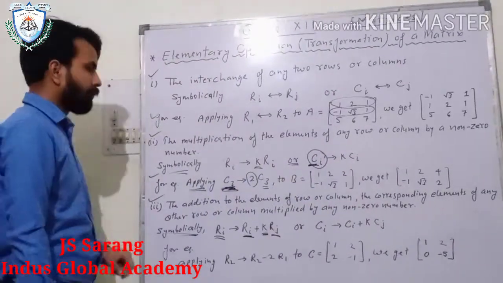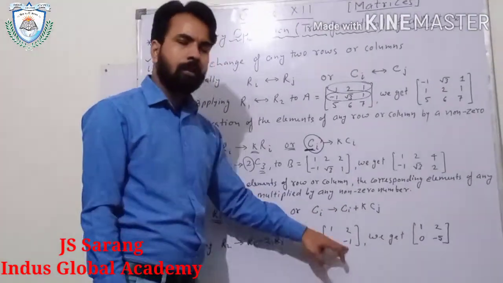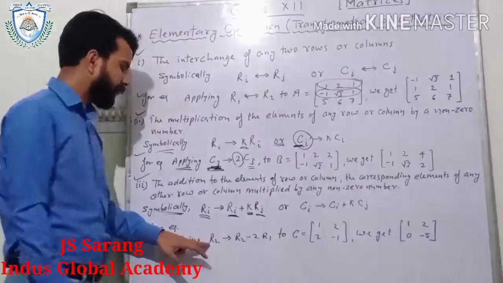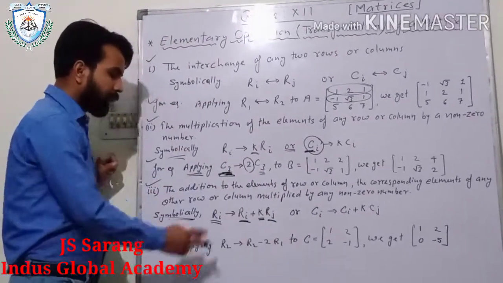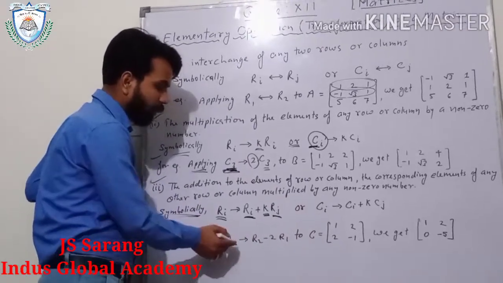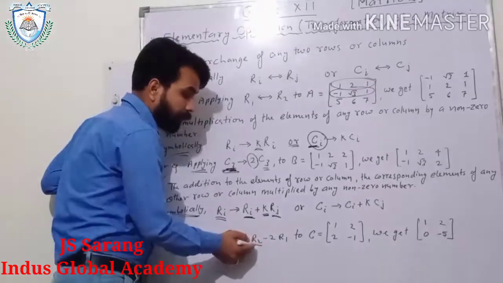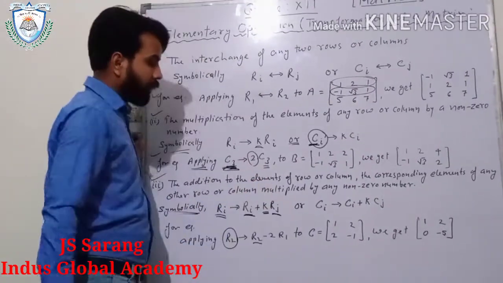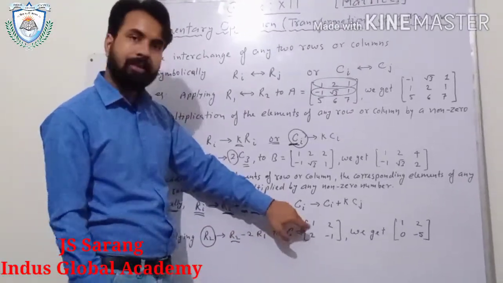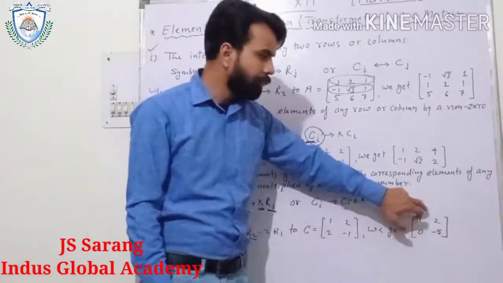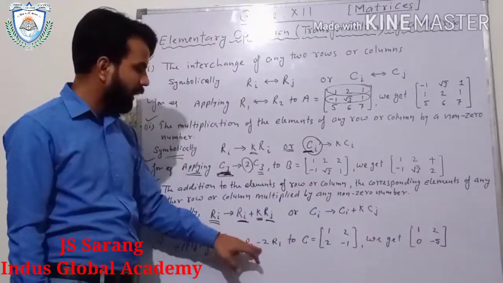For example, there is another matrix C, 1, 2, 2, minus 1, and we want to operate it by this operation R2 tends to R2 minus 2R1. This means we will be applying the operation in the second row. How? R2 minus 2R1. So here we are applying the operation in the second row. So the first row of this matrix will remain same, that is 1, 2. In the second row, we will apply this operation R2 minus 2R1.